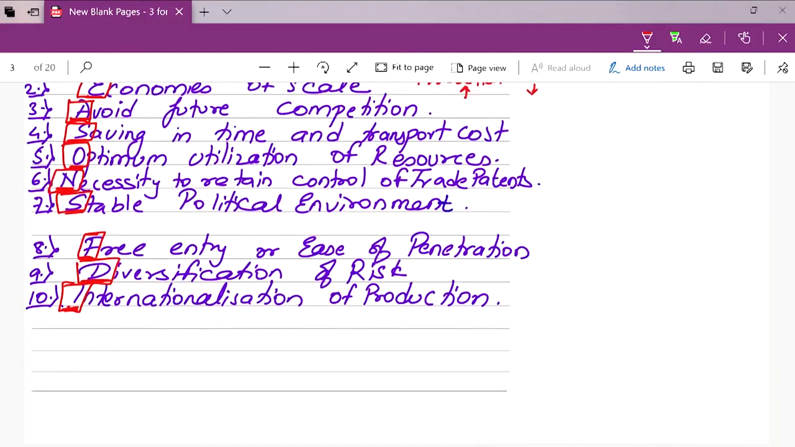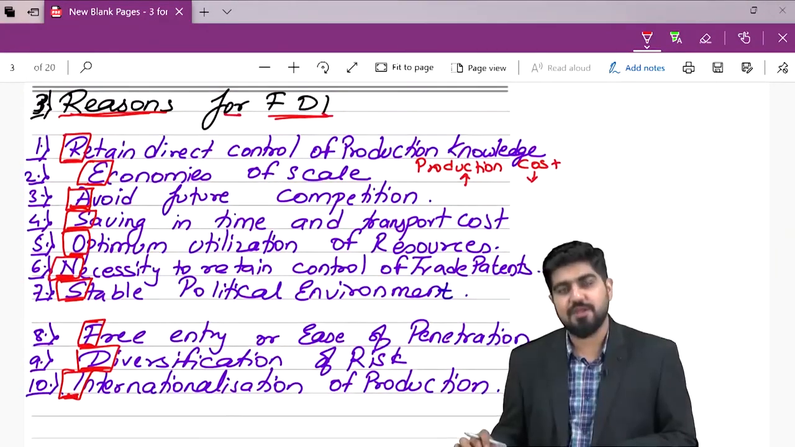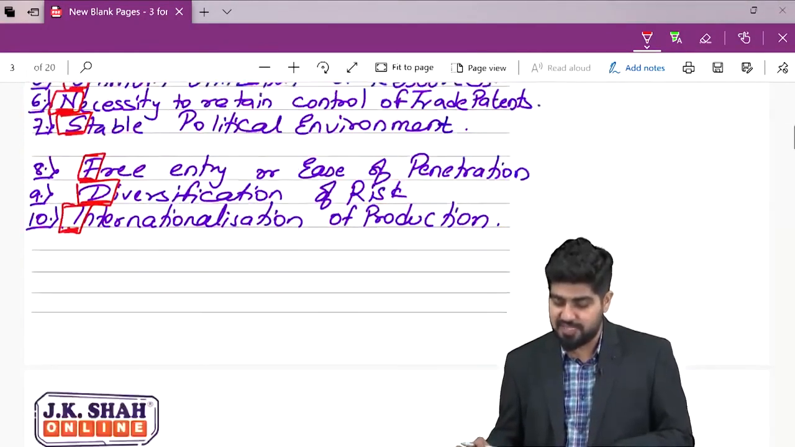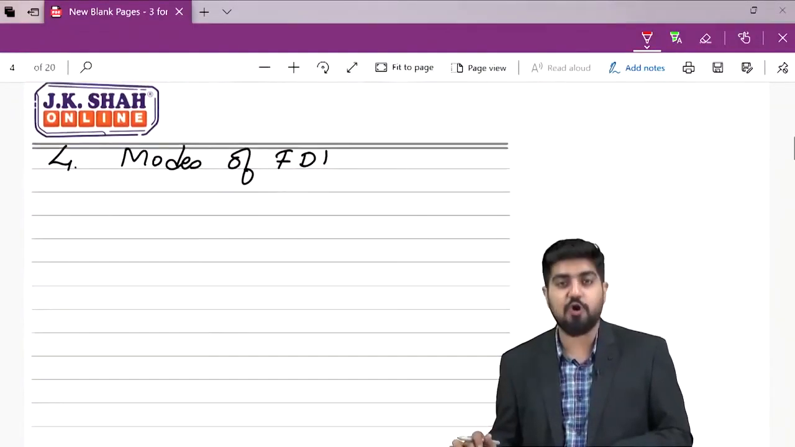Now let's go ahead with the next part, that is modes of FDI.